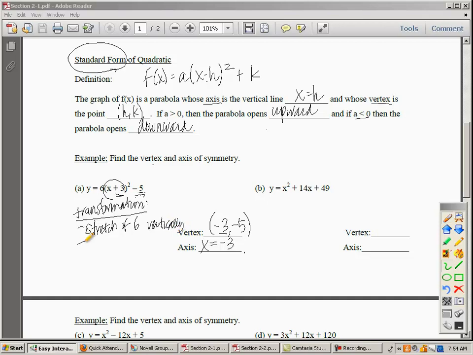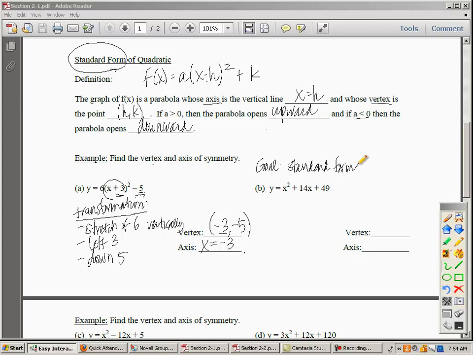We would have going left 3, and we would have going down 5. And these are all the type of things that are coming on the first quiz, so I want you to keep in mind. We will ask you to describe transformations, tell me vertex, tell me axis of symmetry. Okay? You'll notice in the second example, example B, it's not in standard form. So our goal here is to put it in standard form first, and then we can actually answer all of these things that are going on.